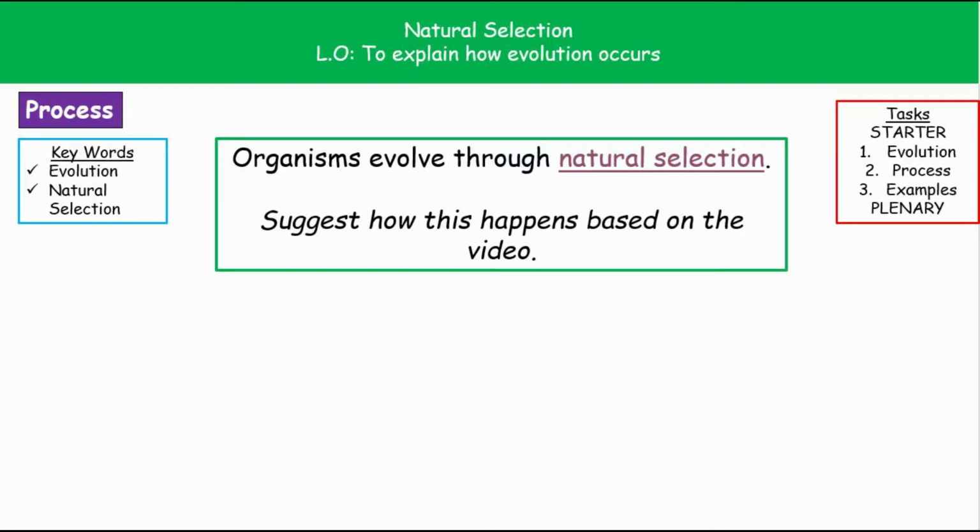Now, what we actually find is that for organisms to evolve, they go through a process that we now know as natural selection. So what I'd like you to do is write down that first sentence, and then we're going to watch a little video about natural selection. You're going to watch the video and then make some notes about how this actually takes place. So I'll give you about a minute to write down that first sentence, then we'll watch the video for you to make notes on how natural selection takes place.